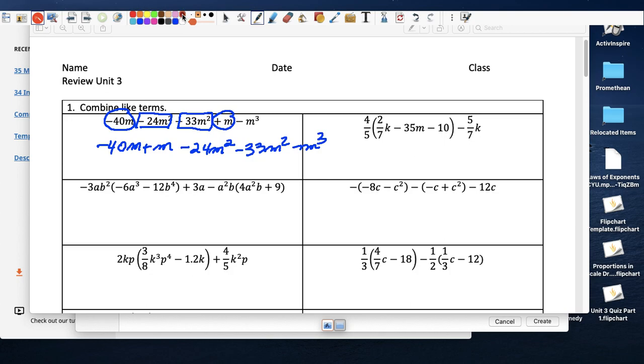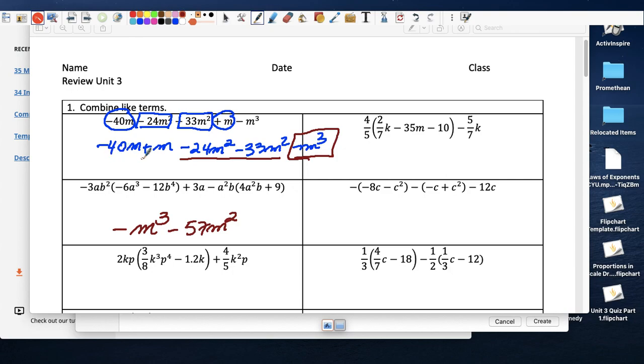So let's actually write them in order here. The first thing I would do is this guy, because this has the highest power. So that's just negative m cubed. These two I'll combine next. Negative 24. We combine the coefficients, right? So it's going to be negative 24, negative 33, negative 57m squared.